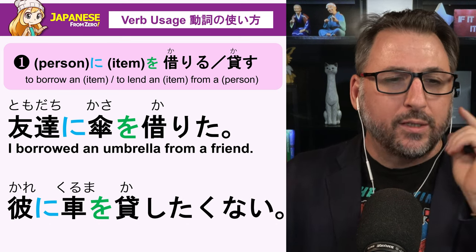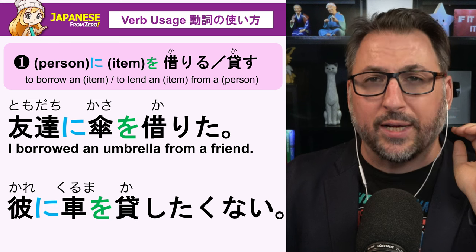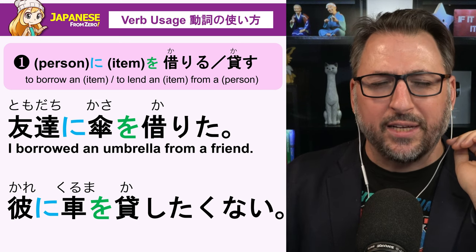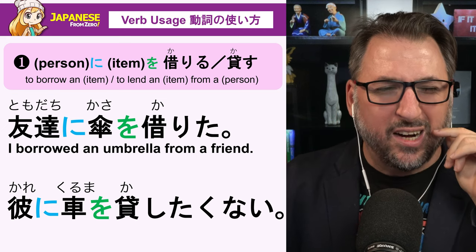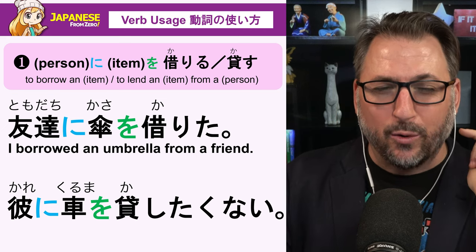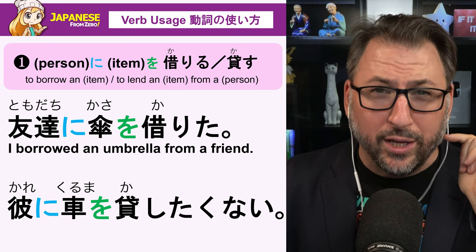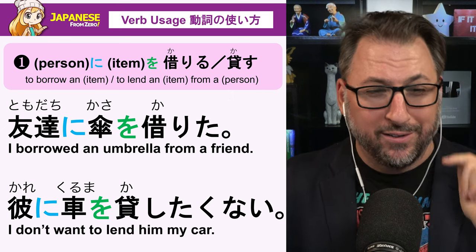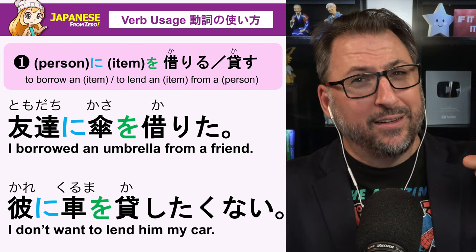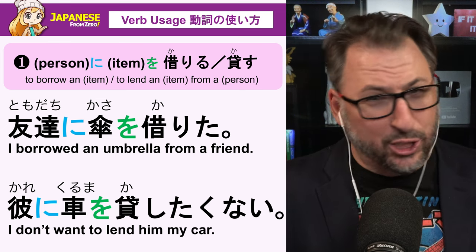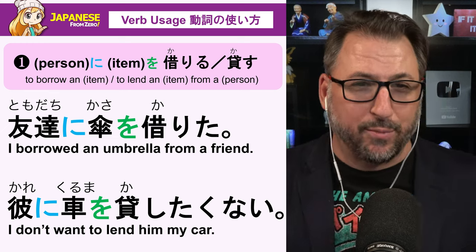All right. Kare ni kuruma o kashitakunai. You want to be a little bit snippy? Kare dake ni kuruma o kashitakunai. To him only, I don't want to loan my car. I don't want to loan my car to that guy alone. Like that guy? Not, you know, kare dake wa dame. Just him is no good. Can't loan him my car.